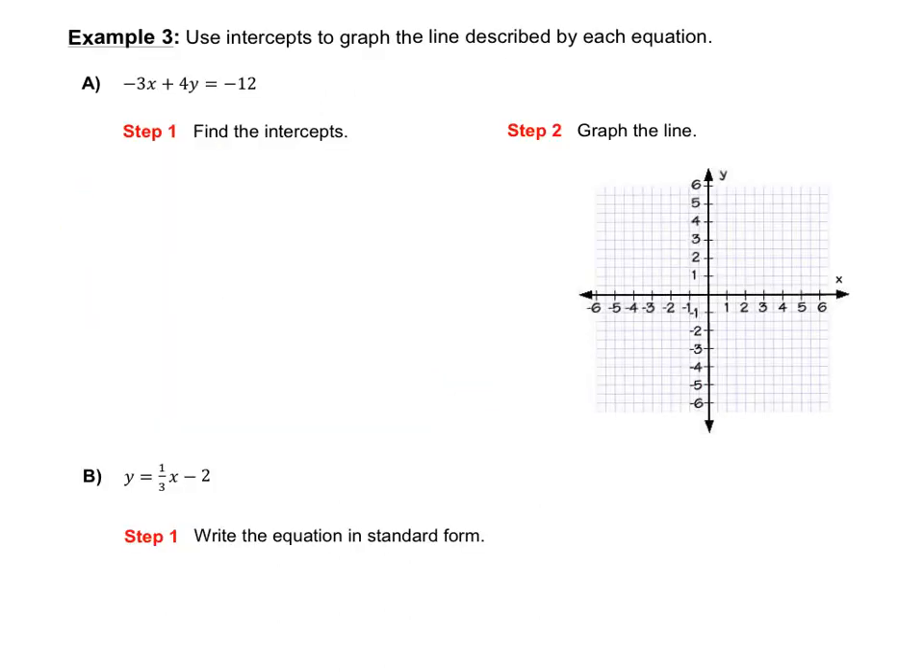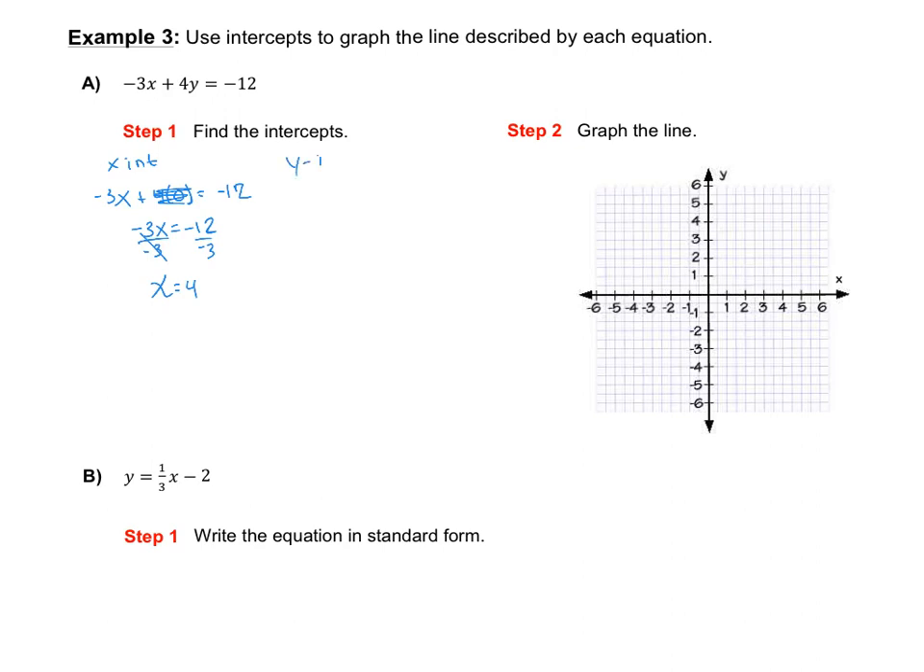Okay, before it took a long time to make a table of values to graph the line, but now you can just use intercepts. So to find the intercepts, to get the x-intercept, we plug in 0 for the y. And then 4 times 0 is 0, so we just use negative 3x equals negative 12. Some people call this the cover-up method, and they just cover up the opposite of the intercept that they're trying to find. So negative 12, divide both sides by negative 3, and x equals 4.